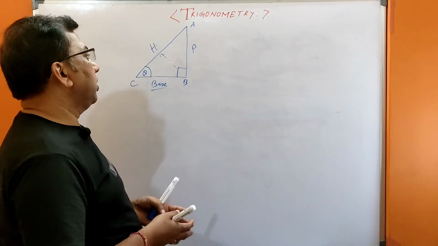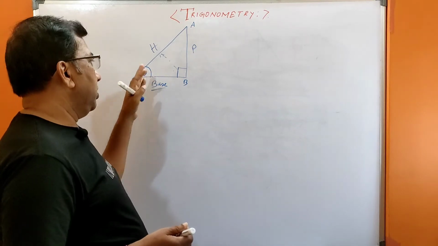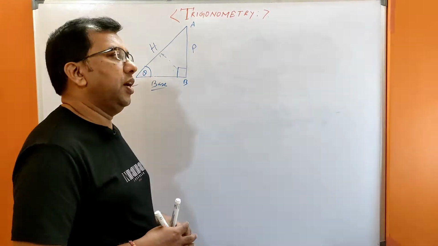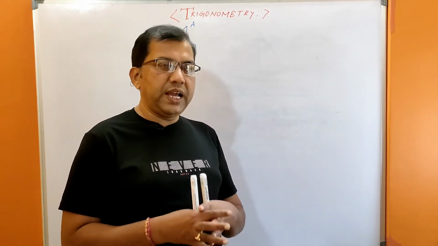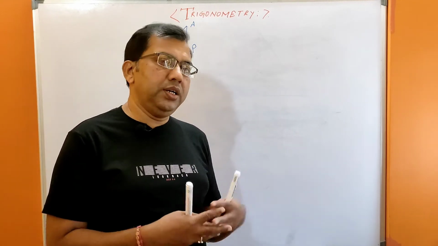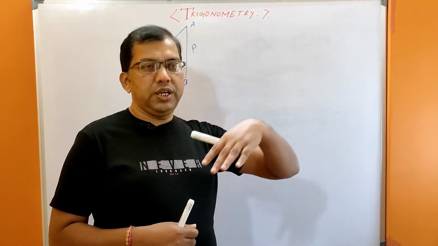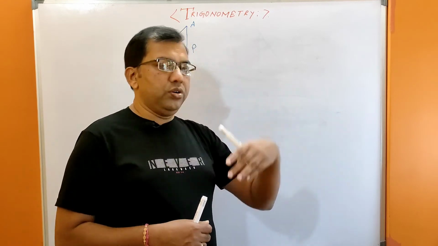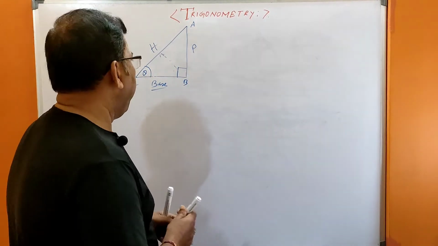Okay, this relation of sides and angle, in trigonometry there are 6 relations. The relations are with respect to the angle theta: sine theta, cosine theta, cosecant theta, tangent tan theta, cotangent cot theta, secant sec theta. Okay, sine, cosec, cos, sec, tan, cot.